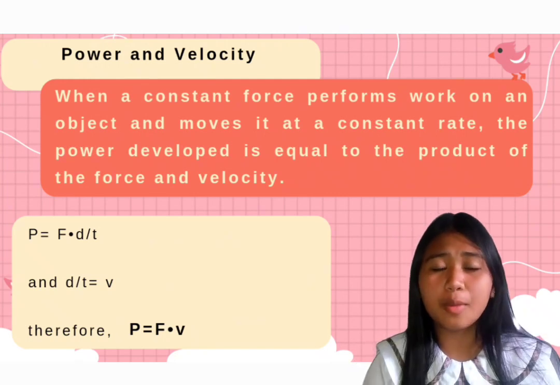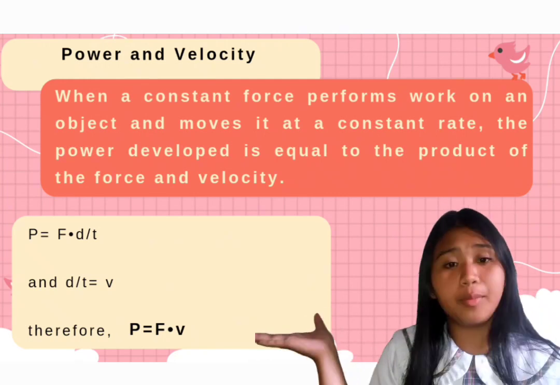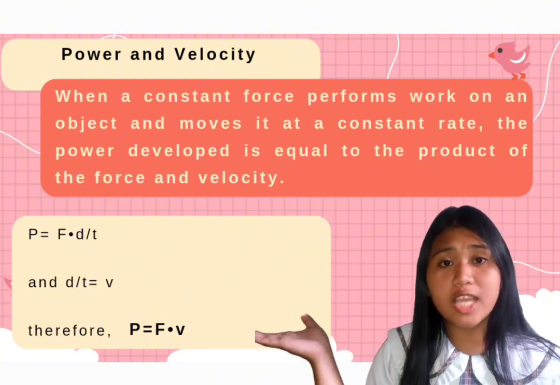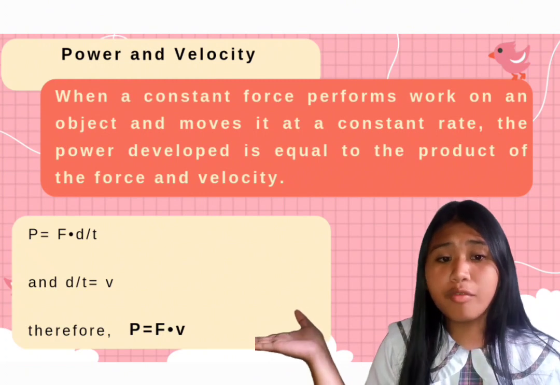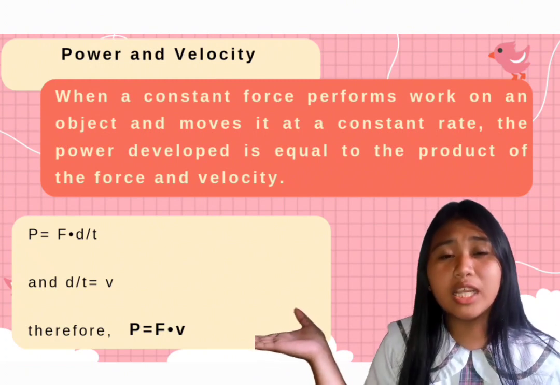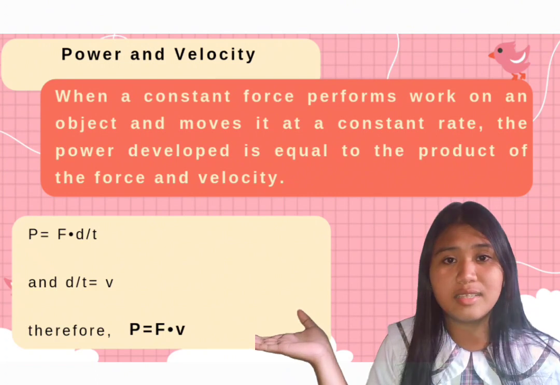So for calculating the power and velocity, this is the formula. Power equals force times displacement over time, and velocity equals displacement over time. Therefore, power equals force times velocity.